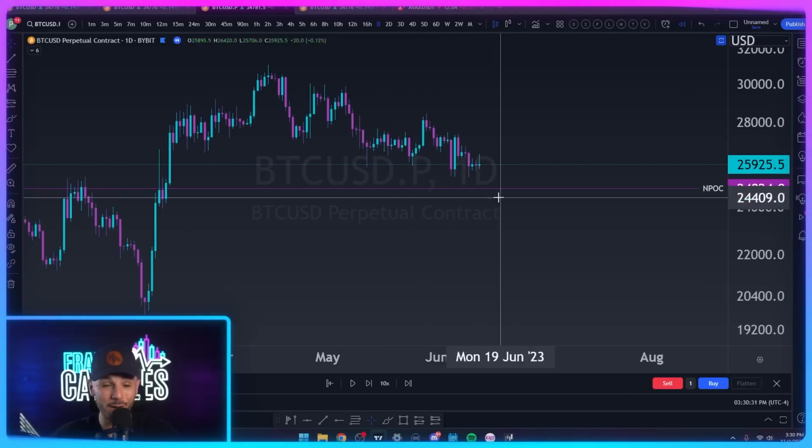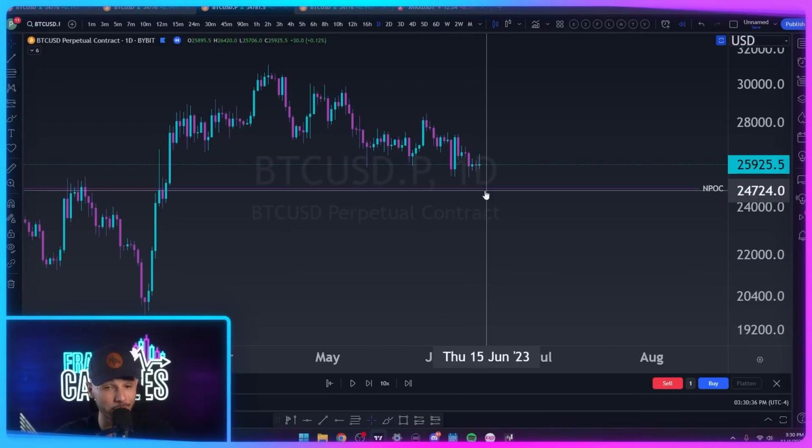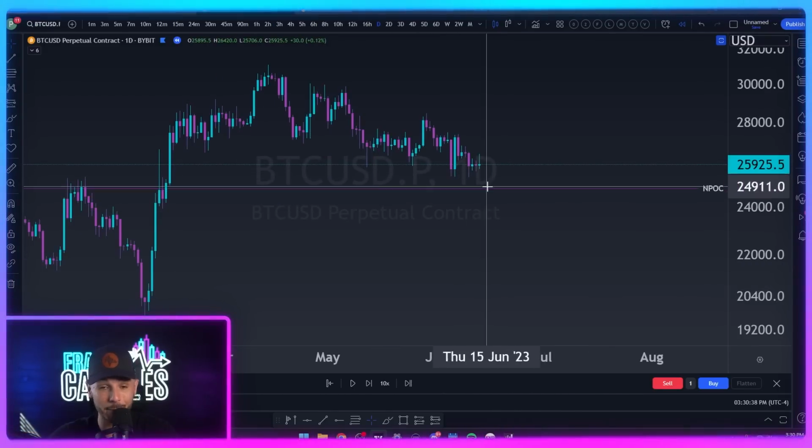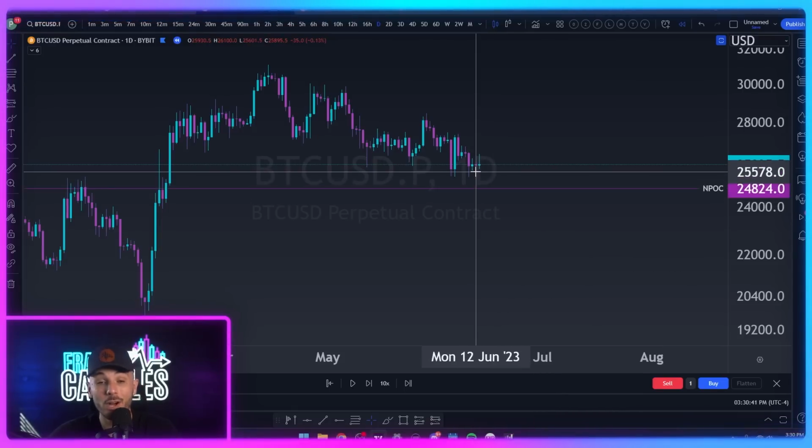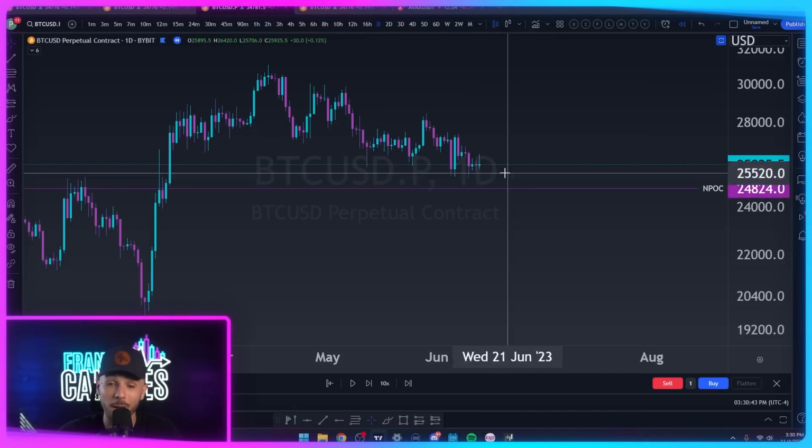So I simply know not only at this point, as we are very close to this level, is it likely to come down here because that POC is going to act as a magnet, but I know that it's very likely to get a strong reaction to the upside off this level.